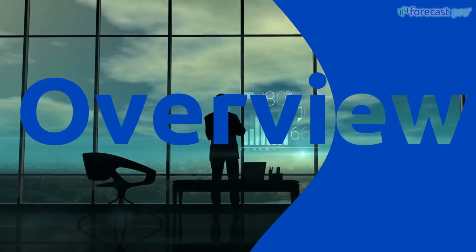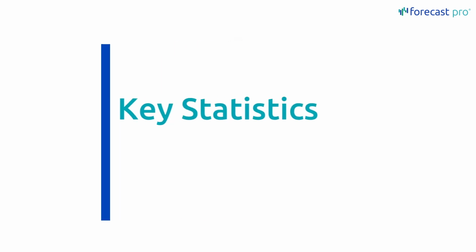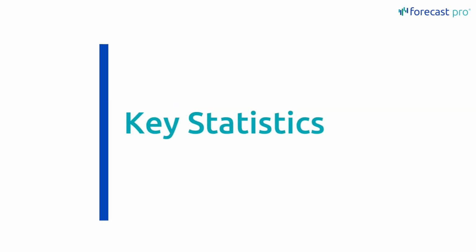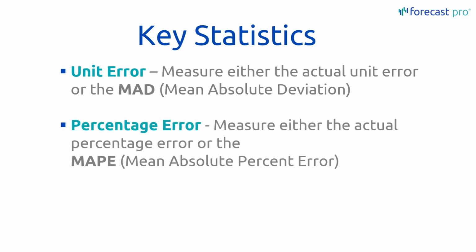Let's begin with our overview. We're going to focus initially on key statistics for measuring forecast accuracy. In Forecast Pro, there are two key statistics that we focus on, the unit error and percentage error. So rather than focus on accuracy, we do look at errors. The unit error is the MAD, which stands for mean absolute deviation, and the percentage error is the MAPE, which stands for mean absolute percent error. Let's see how these are calculated.